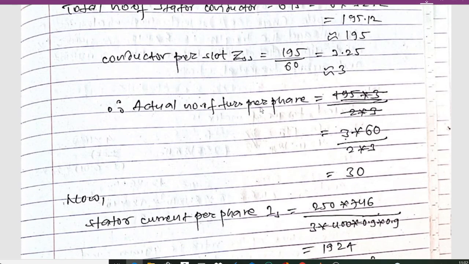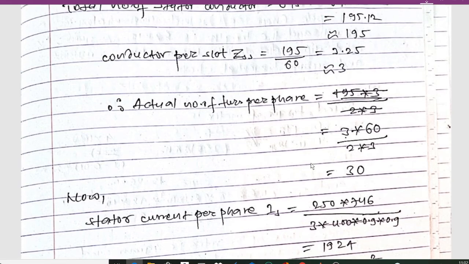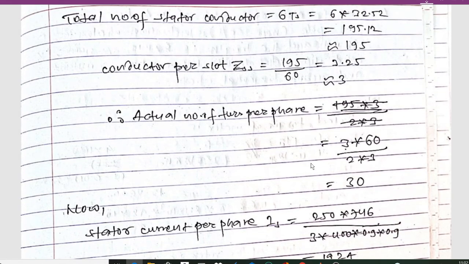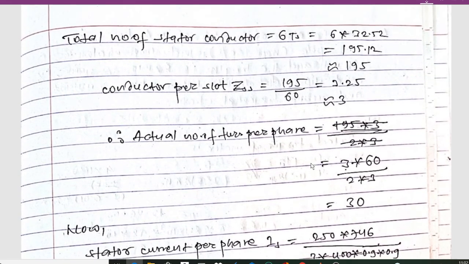Now the actual number of turns per phase will be ZSS into SS upon 2 into the number of phases, that is 3 into 60 upon 2 into 3, which is going to be 30.